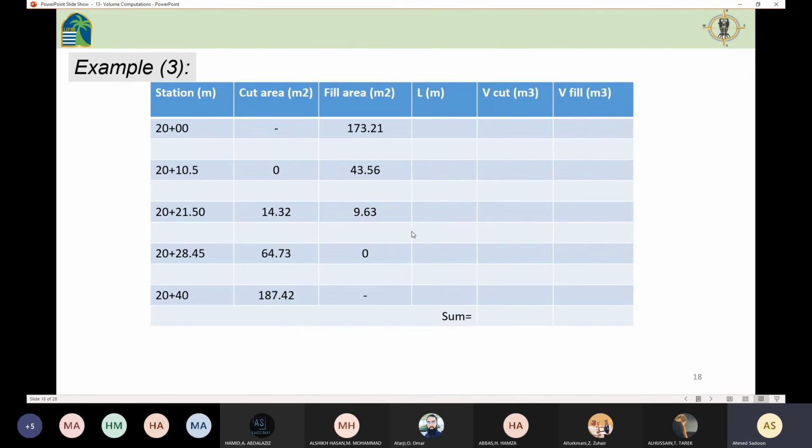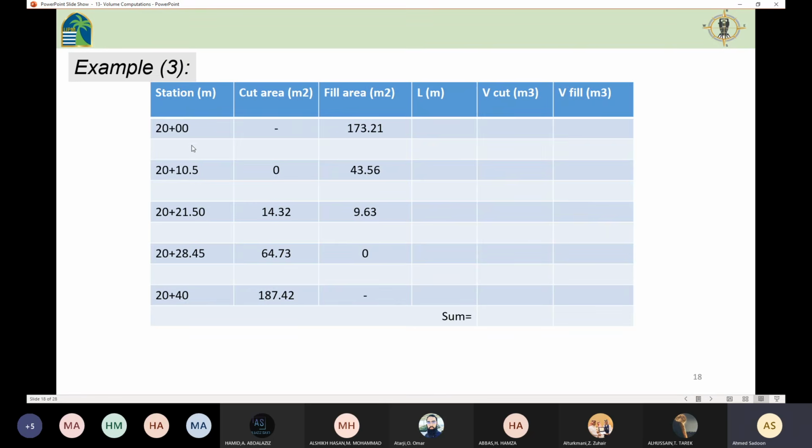So what we will do, we are going to construct this table here like that. Here we have the stations. I need to create an empty row between two consecutive stations. Empty row here and empty row here and empty row here and so on. Then I'm going to fill in the number of stations and the area for the cut and the area of the fill. Here I'm going to create a new column for the length, the links between two stations. And here I'm going to determine the value of the volume cut, and here the value of the volume fill.